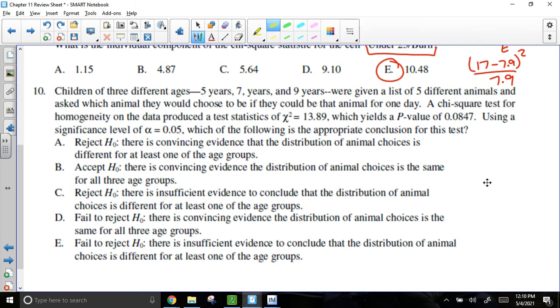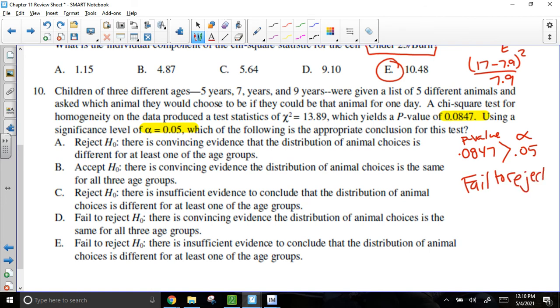You guys, really, the only thing you need to know here is what the alpha level is and what the p-value is. That's going to help you make the decision, right? So if the p-value is 0.0847, isn't that larger than your alpha level at 5%? That's larger than your cutoff. So does that lead you to reject the null hypothesis or to fail to reject the null hypothesis? You should be thinking fail to reject. So let's take a look. It's not going to be rejecting.